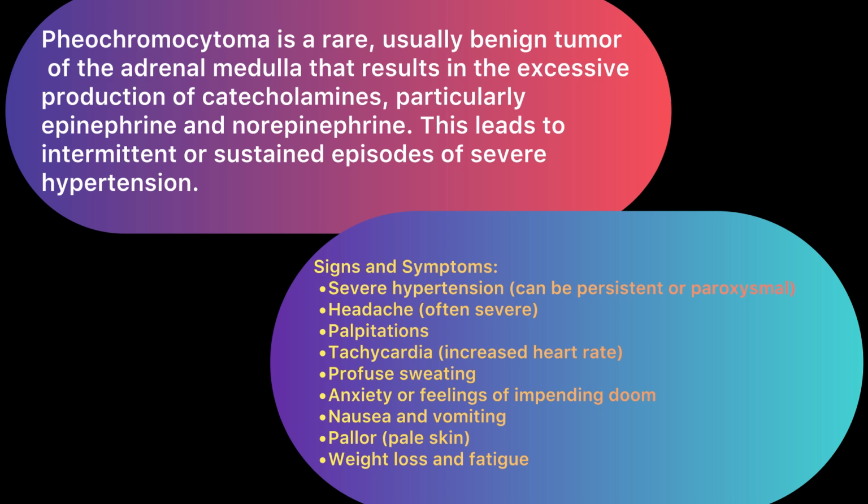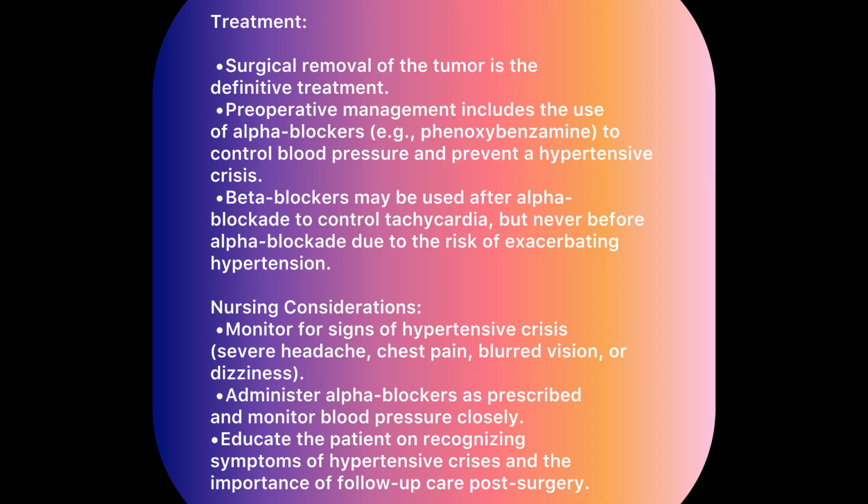This leads to intermittent or sustained episodes of severe hypertension. The signs and symptoms are severe hypertension, headache, palpitations, tachycardia, profuse sweating, anxiety or feeling of impending doom, nausea, vomiting, pallor, weight loss, and fatigue. And treatment or surgical management includes the removal of the tumor, which is the definitive treatment of pheochromocytoma.